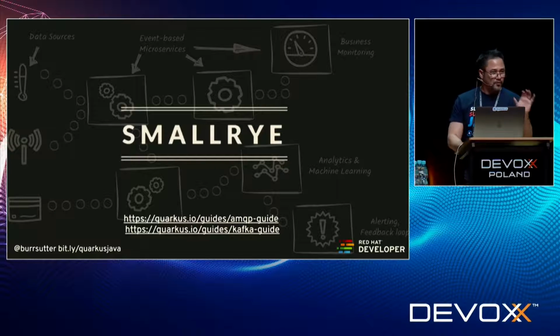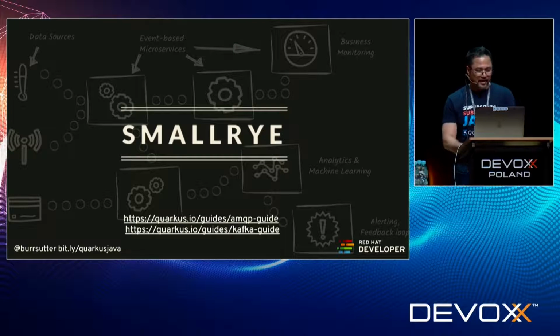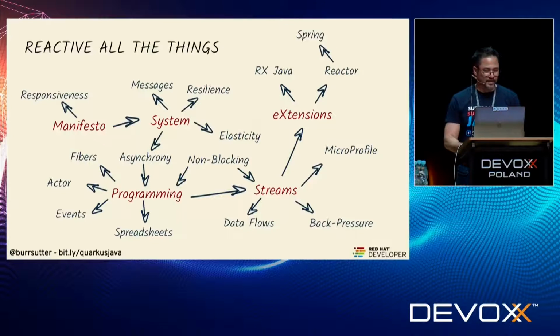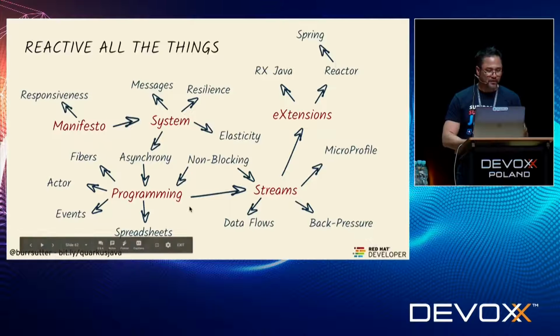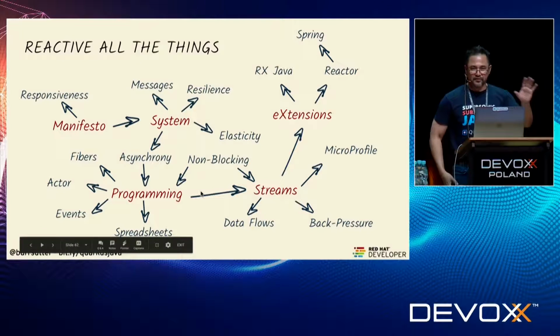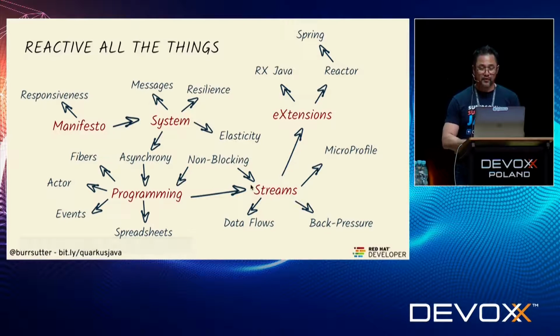So SmallRye, you probably have not heard of before, but it's a MicroProfile reference implementation, and it has this new capability called reactive messaging. So where does reactive messaging come from? Well, you probably have heard of reactive programming, and you've seen presentations on it, and you may have even heard of reactive streams, and you may have even heard of reactive extensions like RxJava or Reactor.